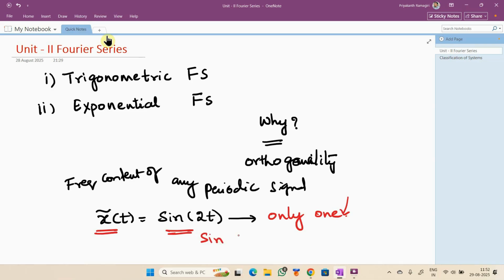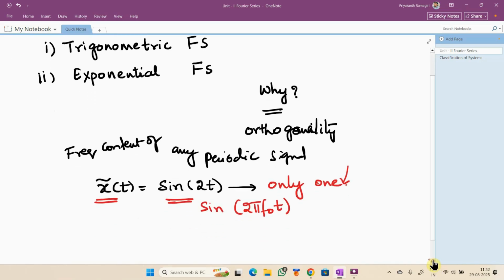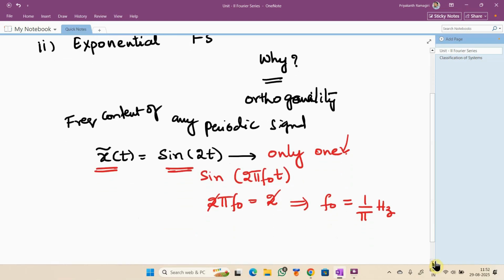And that frequency is, you can compare that with sine 2 pi f naught t. And comparing these two, you will get 2 pi f naught is equal to 2. You can cancel 2, and from this, f naught equal to 1 by pi. Now, can you see that this signal contains only one frequency? Yes, sir. Now, for such signals, there is no need for representing that in the form of Fourier series.